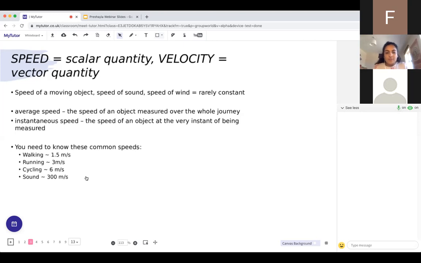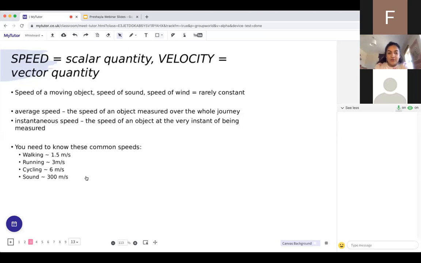Now, speed is actually rarely constant. It's very unlikely and very rare for a speed to actually be constant in our day-to-day lives. So if we think about a moving object, for example a car, that's always changing speed. The speed of sound always changes. The speed of sound in air is different to the speed of sound, for example, in a solid or a liquid. Speed of wind, always changing. So we need to understand that realistically, speed is rarely constant. But in GCSE, they take the assumption that speed is constant.